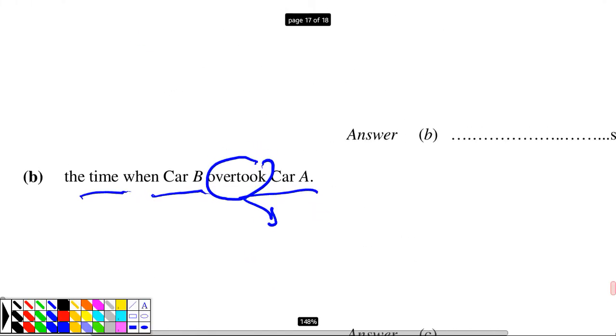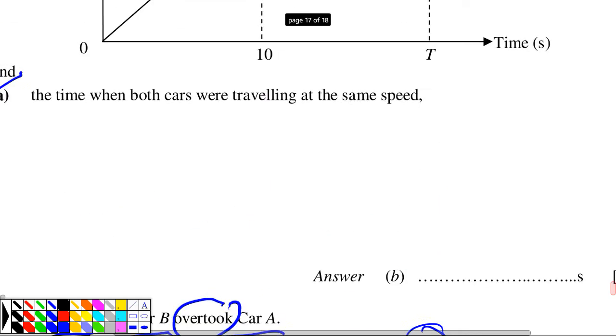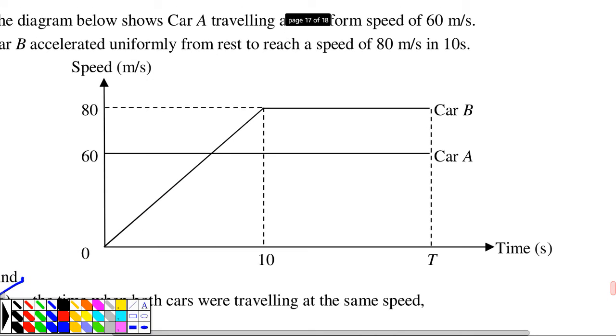And tell me, is this the same what? Help me. Multiple choice. Same speed? Is it the same speed that I will overtake? Or is it the same distance I will overtake? Same distance. How to calculate distance in this graph? Speed times time. Is it speed times time?